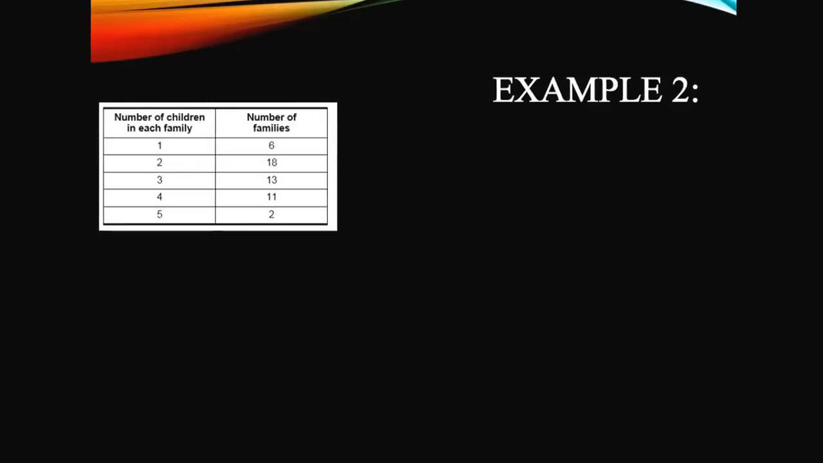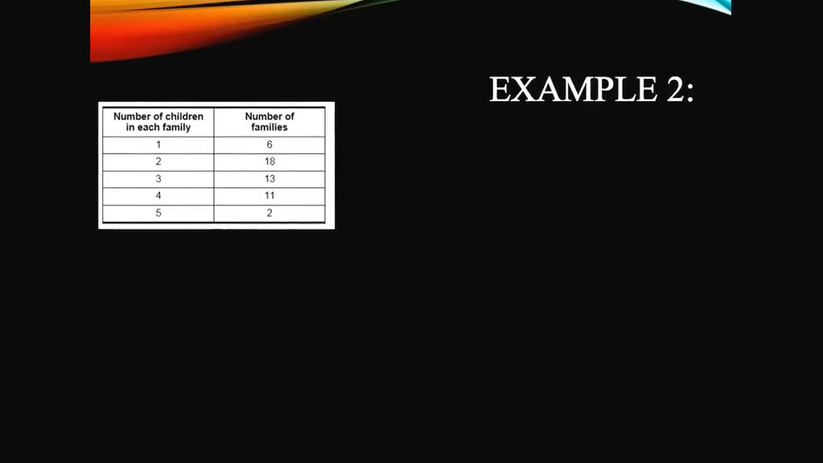In this example then, we've just been given some data. We've got the number of children in each family and the number of families. So if we think about what's going on here, this first one, the first category, is in fact the category 1, 2, 3, 4, 5, number of children and family. The number of families is the same as frequency. So we can say that this is our frequency.